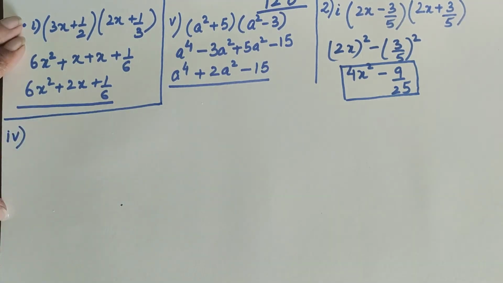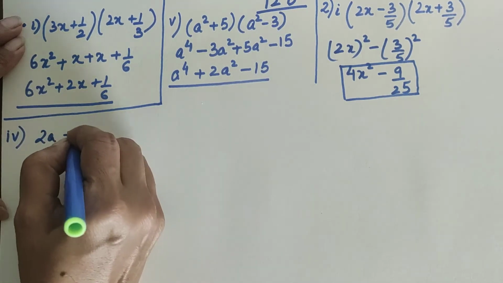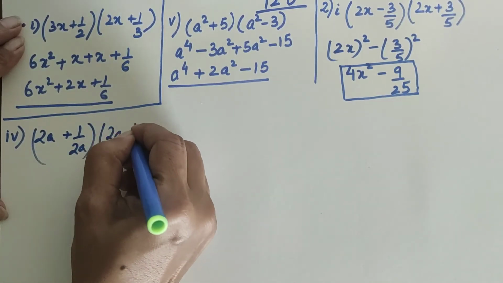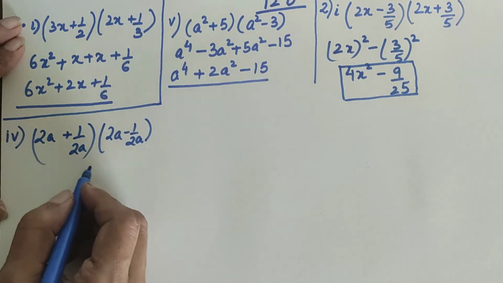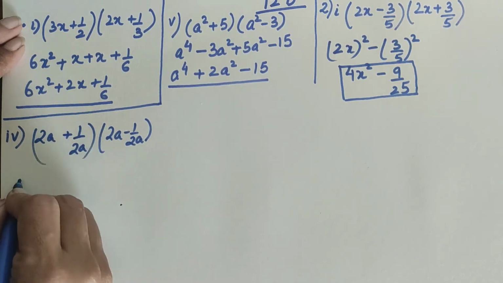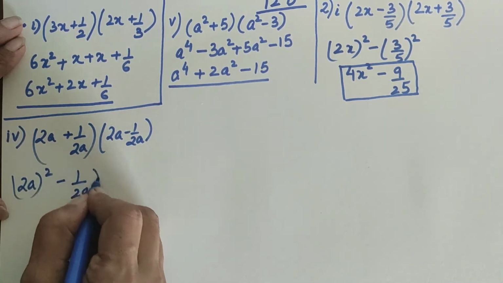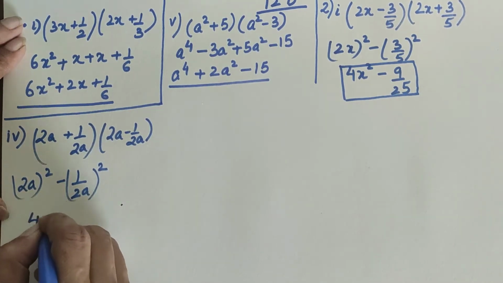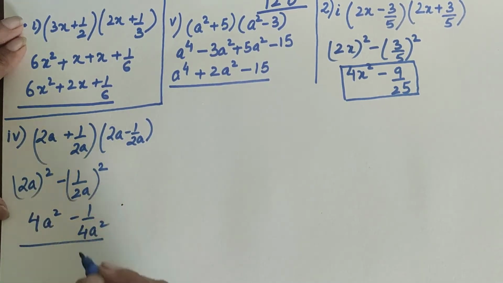Now I am going to do part 4 of question number 2. Same formula. 2a plus 1 upon 2a and 2a minus 1 upon 2a. You have to multiply using the same formula. A plus b into a minus b is a square minus b square. So which is 2a into 2a, a square minus b square. So a square minus b square is 4a square minus 1 upon 4a square. Here goes your answer.